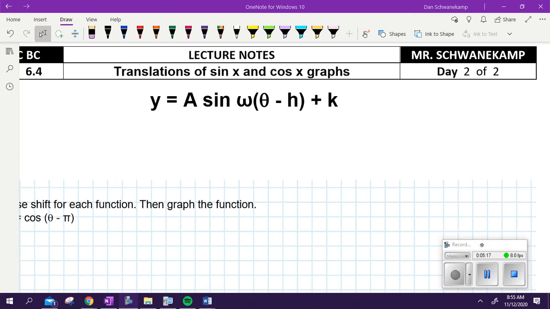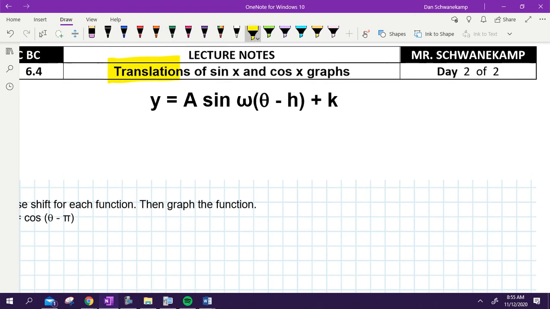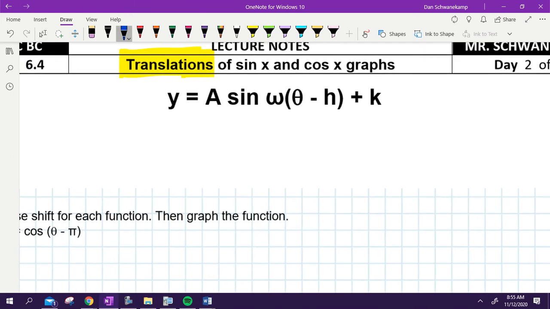All right. So today, second day, we are doing translations of sine and cosine graphs. So yesterday we stretched them. We went vertically stretched and horizontally stretched. Today we're going to shift them as well. So we're going to shift up and down, left and right. Let's talk about some of these things.